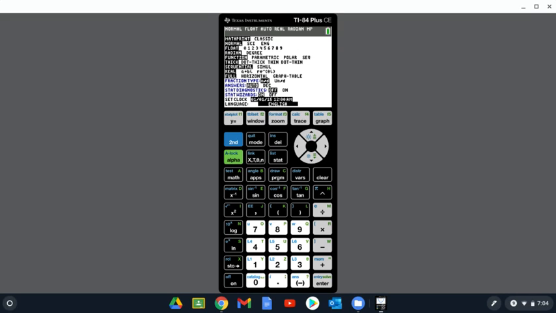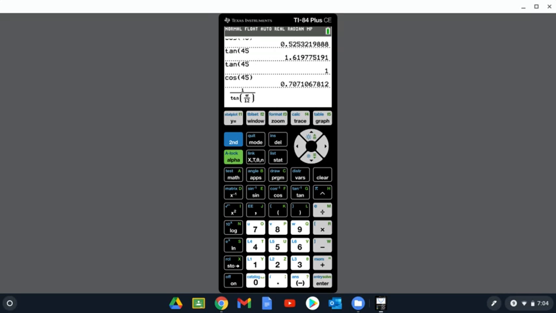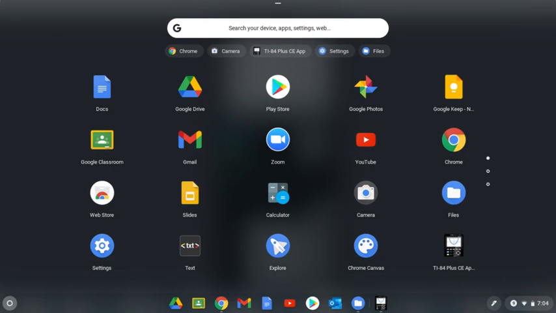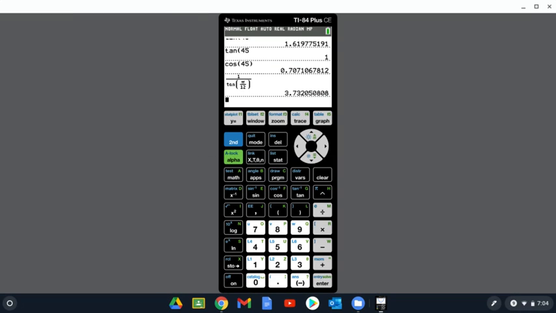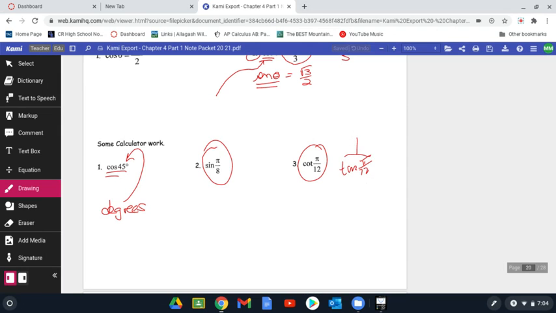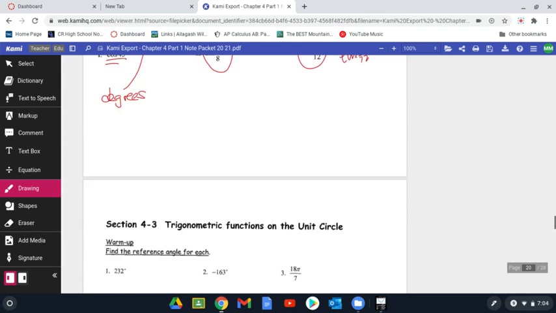And again, if you're in physics, you're going to have to keep switching back and forth between classes. And hit enter, and I should get 3.732. Okay. All right. What is that? Okay, and I think that's the last thing. Yes, that's the last thing.